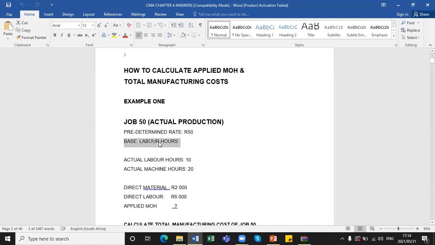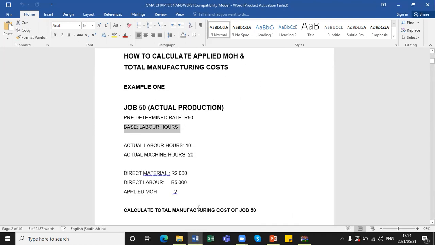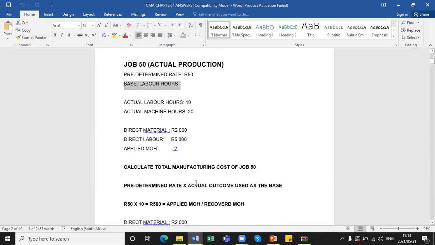So I'm going to take my 50 Rand, which is my predetermined rate, multiplied with the actual labor hours, because I use labor hours as my base. So 50 Rand times 10 gives me 500 Rand.